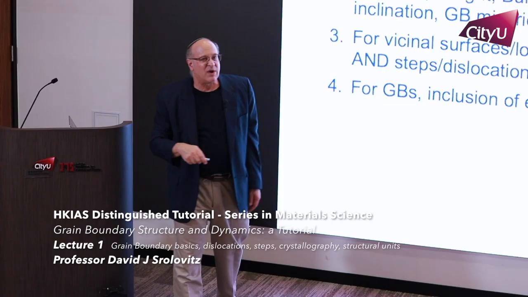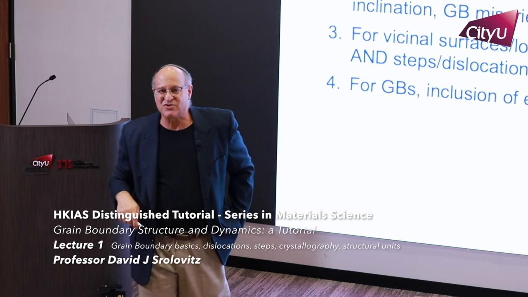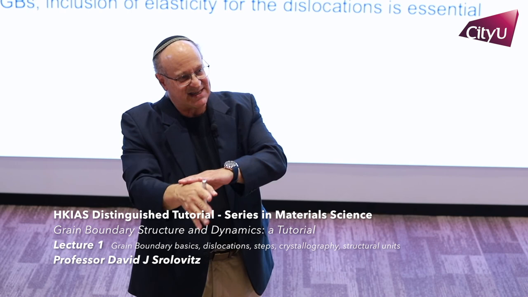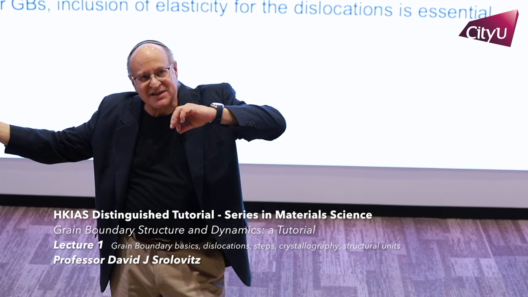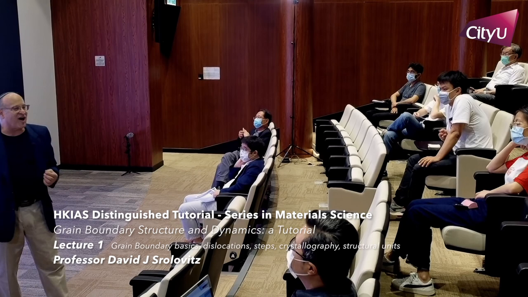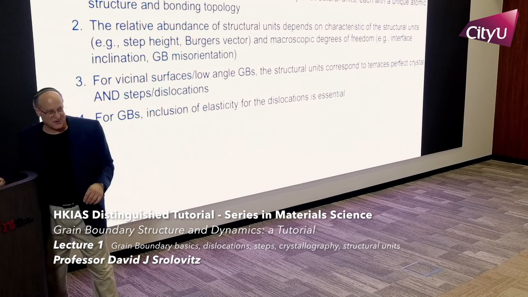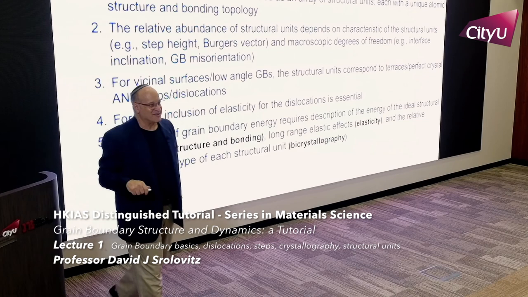When I go from a surface to a grain boundary, the most important piece I have to get right is the elasticity. If I have a free surface and I make a step, there's no long range elastic field. If you do a grain boundary and these are edge dislocations, it's the K length of the elastic field. It's 1 over r away from every one of those dislocations. Getting the elasticity right is an essential ingredient when we're talking about grain boundaries, not for surfaces. Although there are interesting effects for elasticity on surfaces too, but that's another lecture.